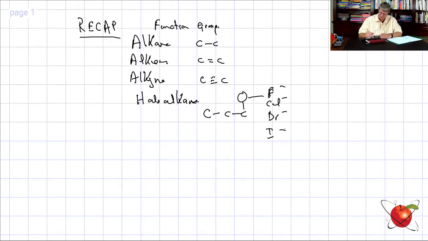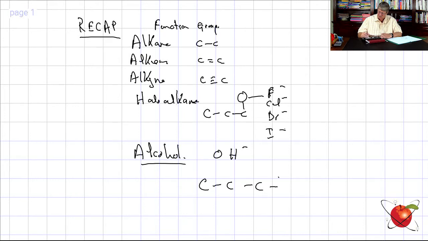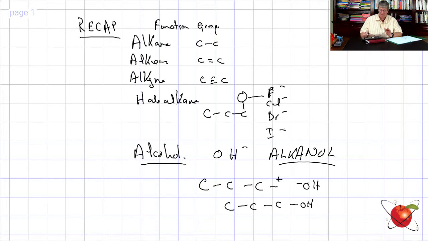Then we had the next one, where we said we have the alcohol. What did we add? We added an OH. Once again, it's a -1, so we have a C-C and we have a plus, and you have the -OH forming C-C-C with an OH bond over there. That is an alcohol, and what do we call it? It's an alkanol.